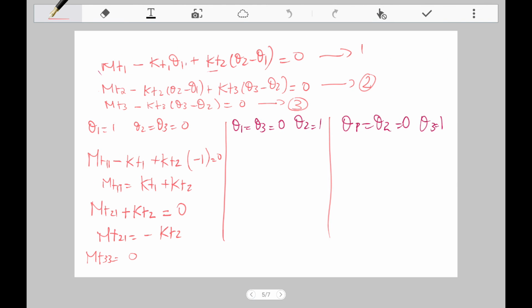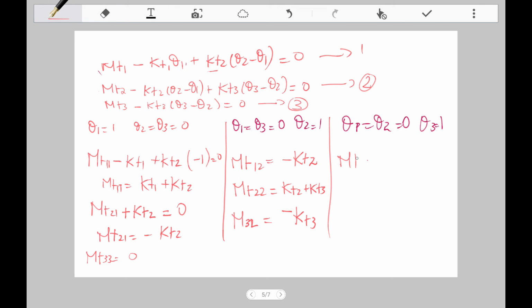So we've got 2 more columns to go. Let's try to speed this up. If you notice here, that's going to be basically negative KT2, and MT22 is equal to KT2 plus KT3. That's MT3, which is going to be negative KT3. It's just basic arithmetic, nothing special here. And now for the last one.